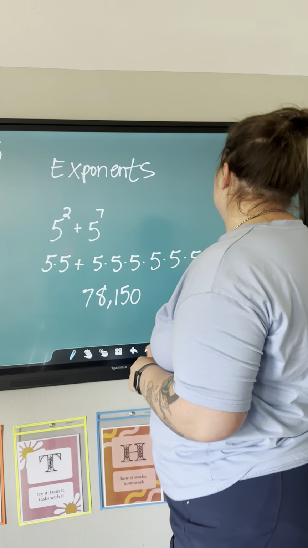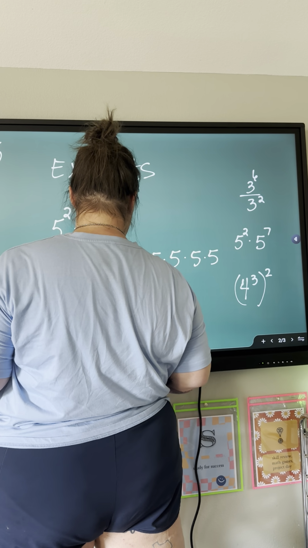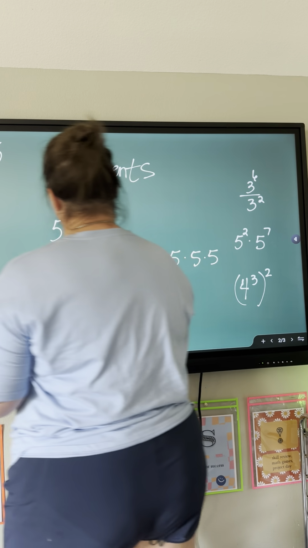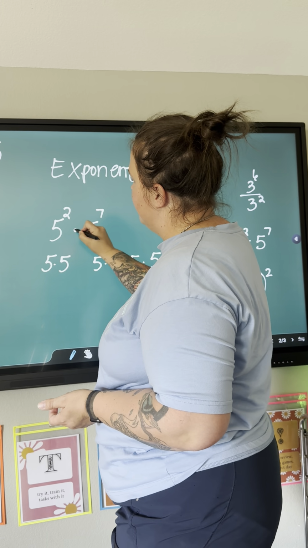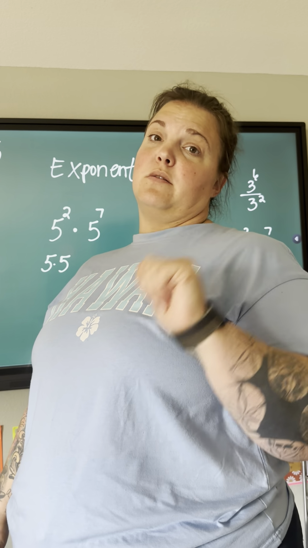Let's talk about multiplying them now. I should have done that here. Okay? So now I say 5 squared. Squared and to the second are the same thing, cubed and to the third are the same thing.